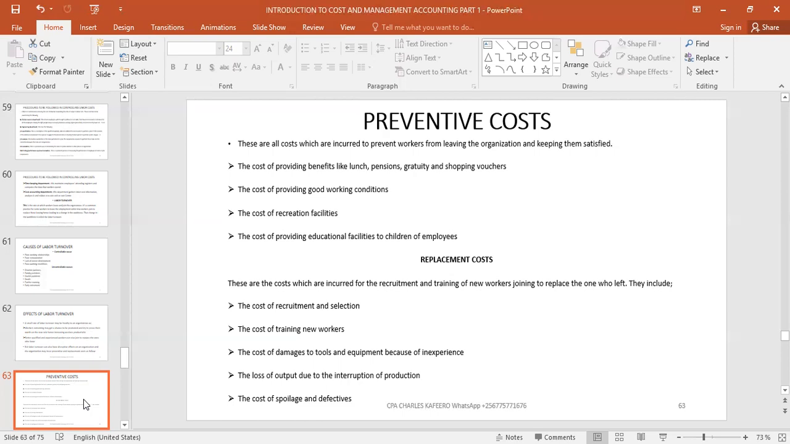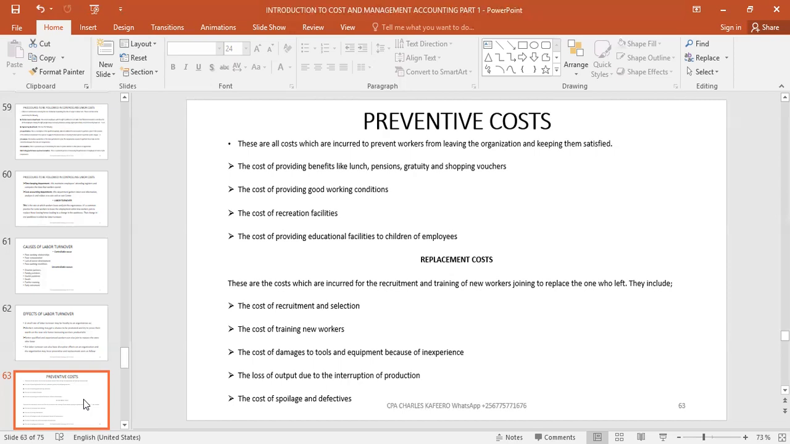The other one is the cost of training new workers, because even if you recruit someone who is experienced, we know that you are supposed to give them training because they are not aware of what the company is dealing in. They have to know the do's and the don'ts of the organization, and they also get to know the product the company is dealing in.